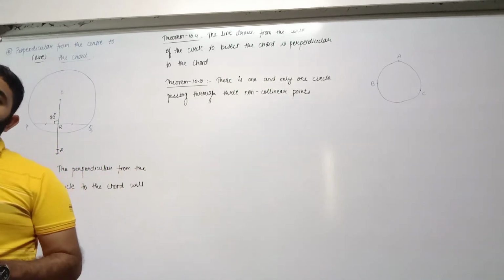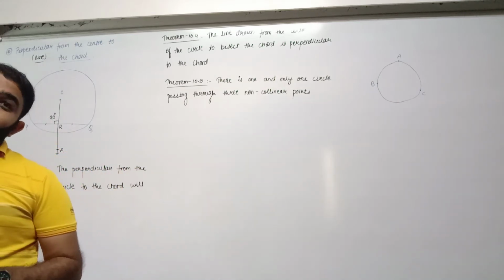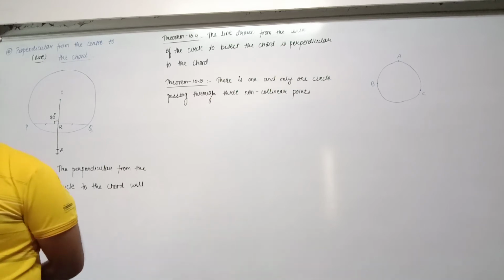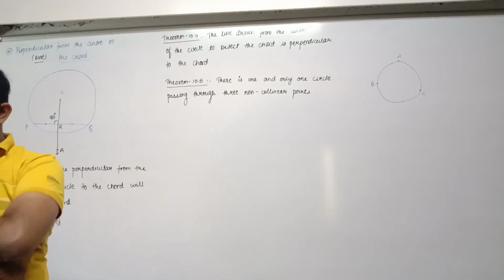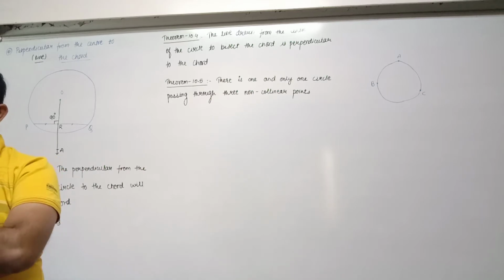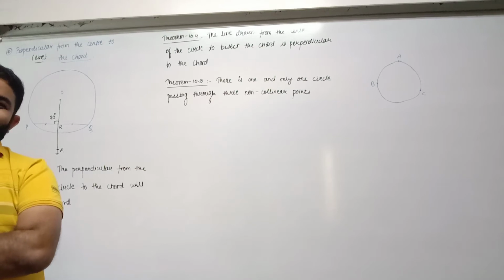Is it possible for me to draw another circle passing through A, B and C? Yes or no? You are saying yes, right? In both the cases, you need to explain. Now answer.